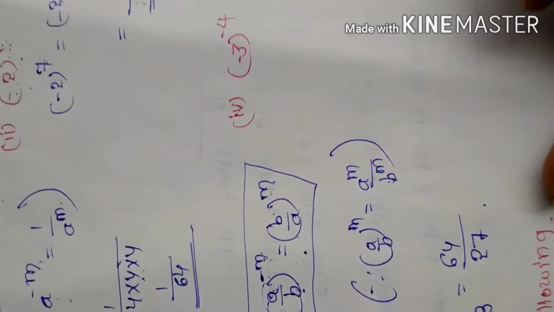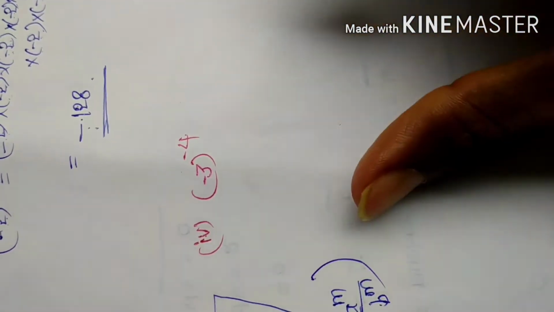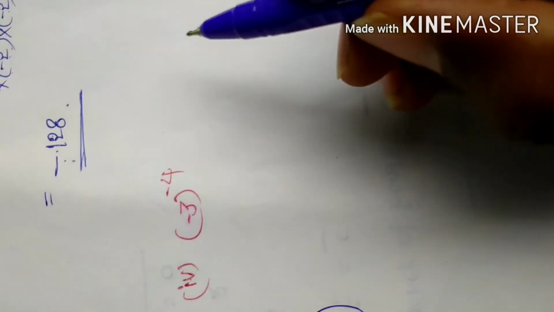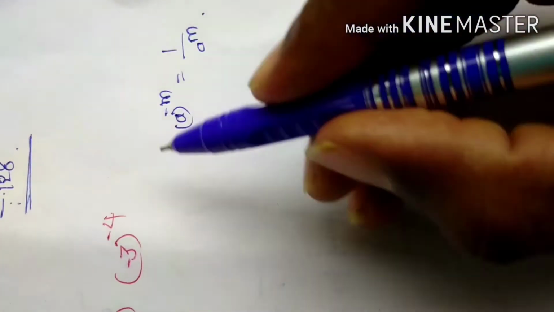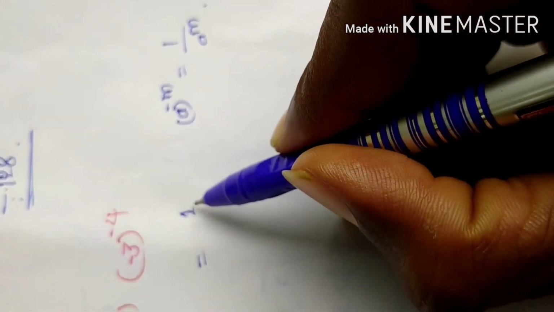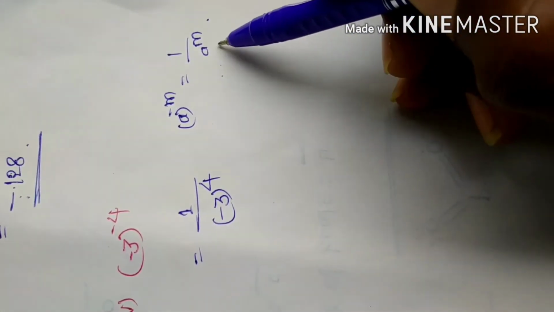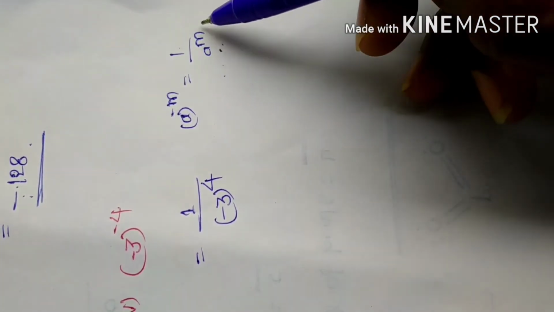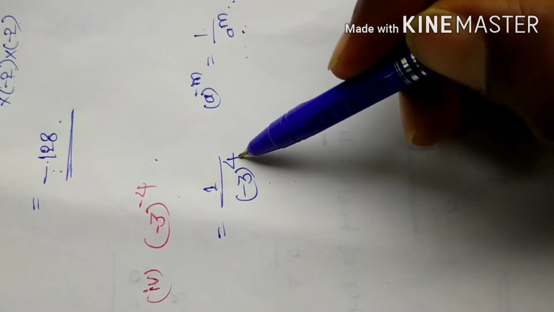Next, coming to the next problem. Here minus 3 whole power minus 4. First, already we know that a to the power minus m is equal to 1 by a to the power m. Yes or no? In the same way, can I write 1 by minus 3 whole power 4? Using this formula, minus 3 whole power minus 4 means 1 by minus 3 whole power 4.